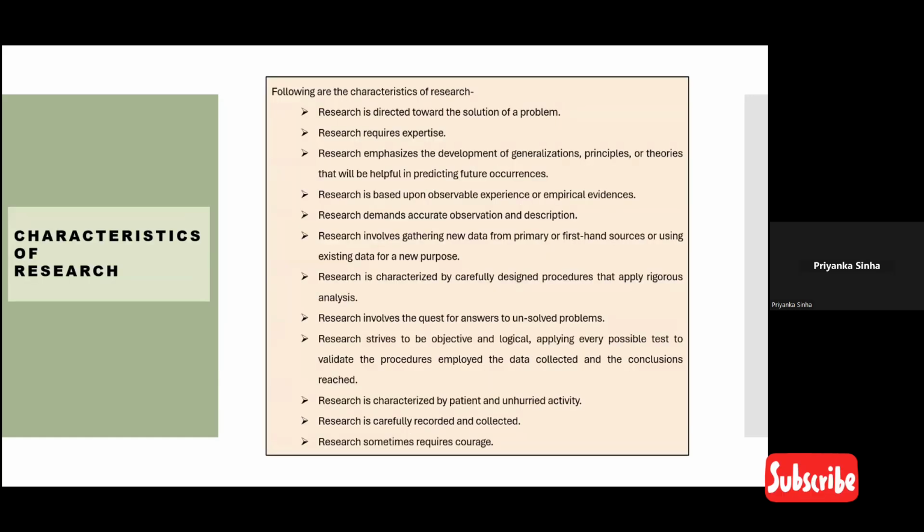Characteristics of research. Following are the characteristics of research. Research is characterized by a carefully designed procedure and rigorous analysis. It involves the quest for answers to unsolved problems, and it is carefully recorded and collected, and emphasizes the development and generalization of principles, theories, and procedures.